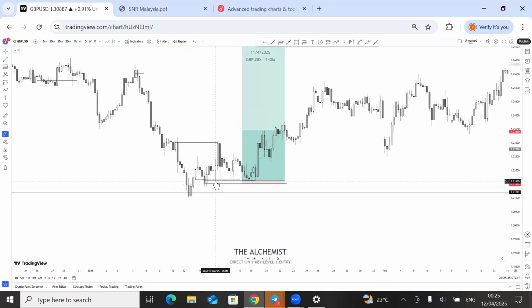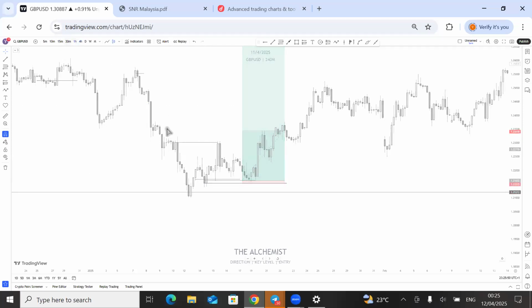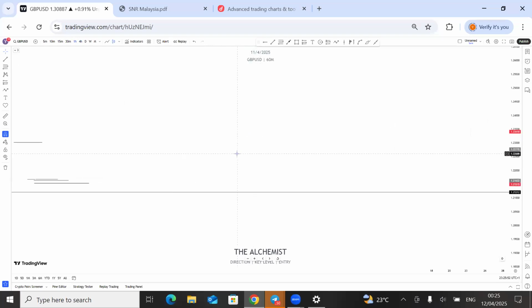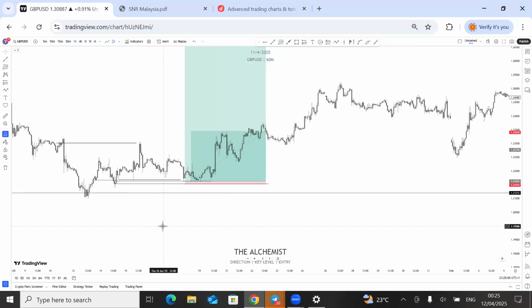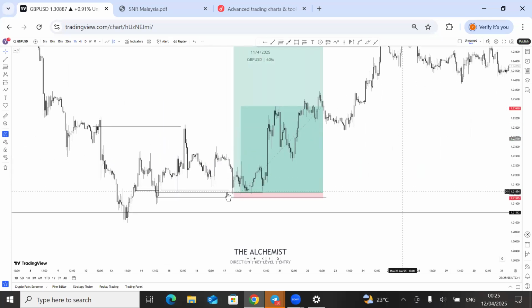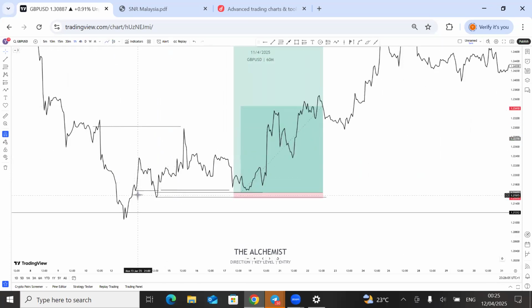Then price came back for stability, tapped into it. So I think there was a key level here on the lower time frame, if I'm not mistaken. This should be this. We had our sweep, then a break of structure to the upside. Price came back, tapped into the key level.